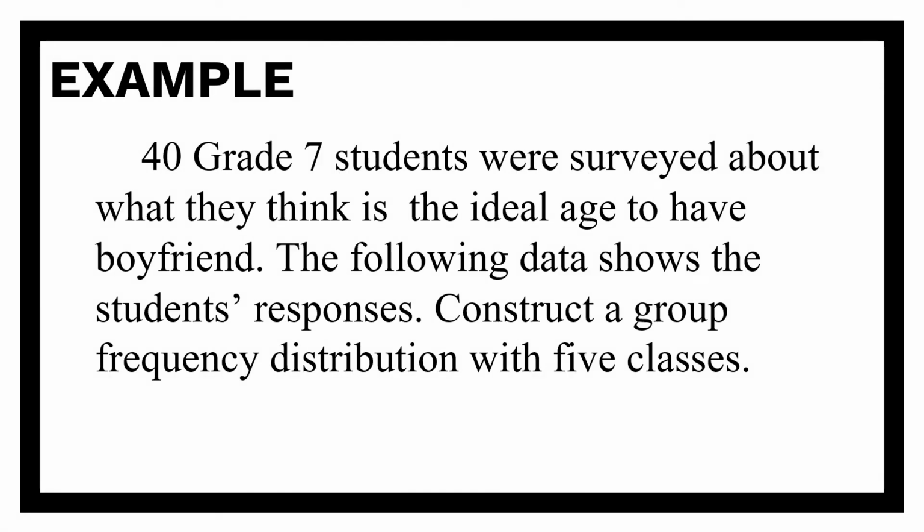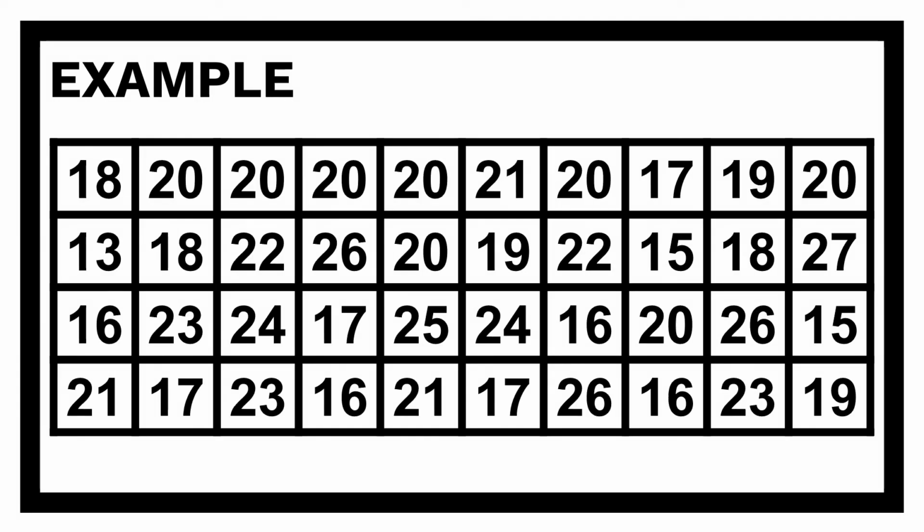Okay, so for our example, 40 grade 7 students were surveyed about what they think is the ideal age to have boyfriend. The following data shows the students' responses. Construct a group frequency distribution with 5 classes. So here are the scores. Okay, you may now screenshot this one for your reference. So let us now do the frequency distribution for this one.